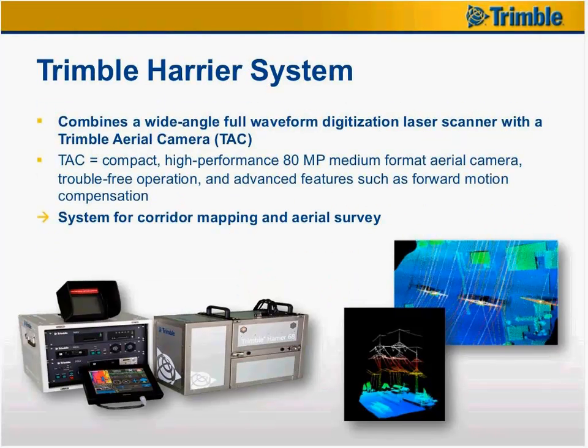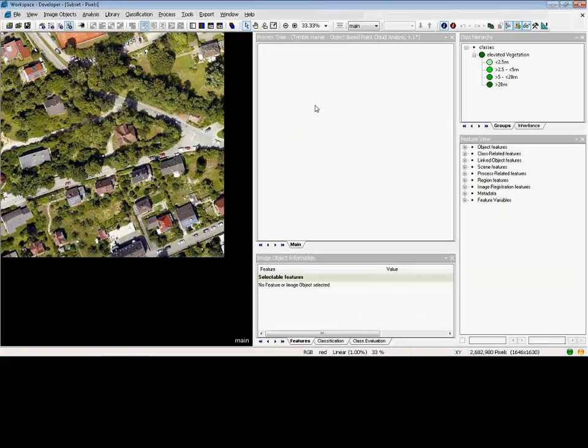The Trimble Harrier system is an imaging and laser scanning system, and it combines a full waveform laser scanner with an aerial camera, exactly the TAC, the Trimble Aerial Camera. That means you will get point cloud information and RGB images in one overflight for your project area. Such systems are ideal for corridor mapping and aerial survey. Now I want to move to the hands-on session, and I want to share the eCognition application now for you.